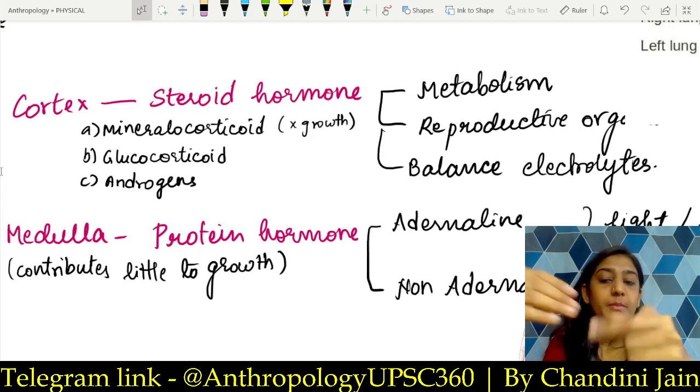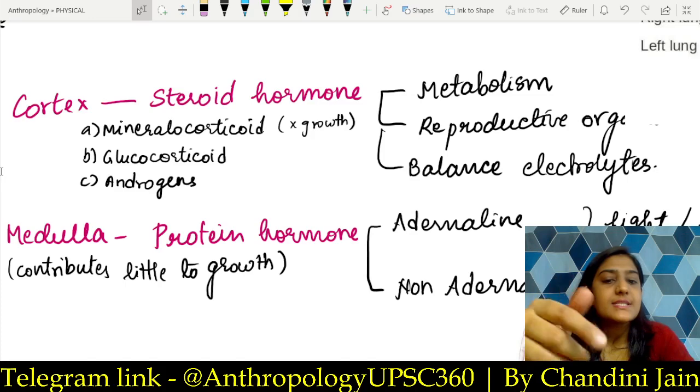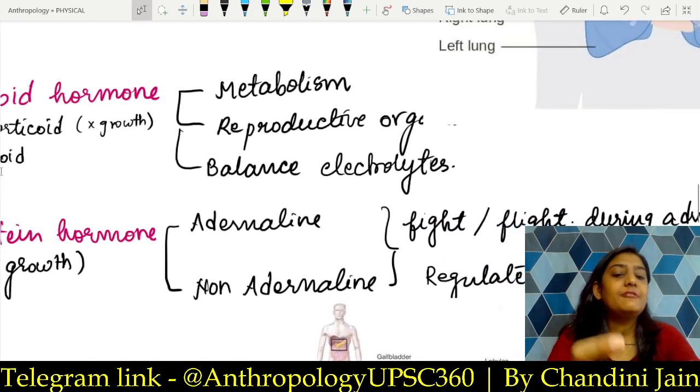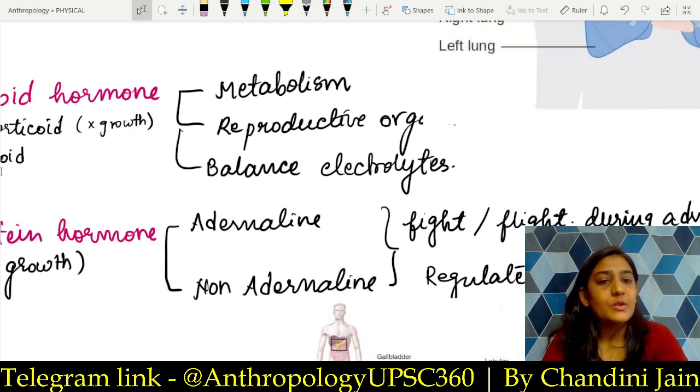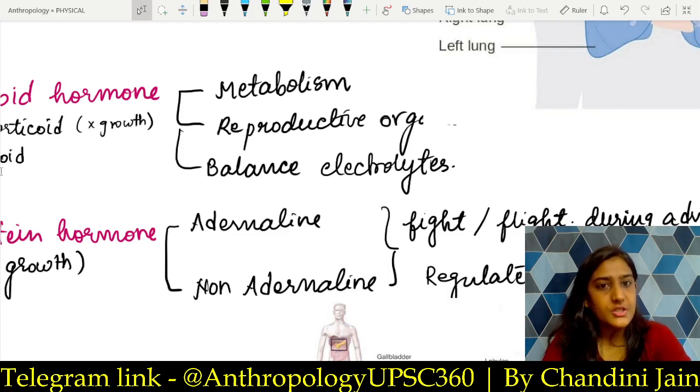Now the medulla, because it is not contributing much to growth, its major function is releasing the adrenaline and noradrenaline hormones. That is fight and flight. Suppose you encounter a lion or any kind of adverse situation. Your body mechanism to deal with such an adverse situation is handled through the release of what we call an adrenaline rush. So that is your adrenaline hormone.